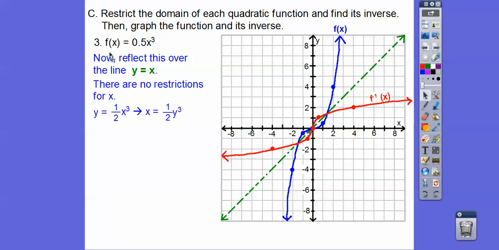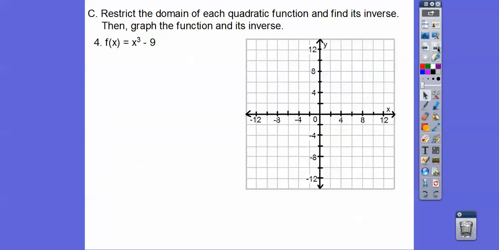All right, let's find the inverse. Okay, so now y equals this, so this is 1/2 x cubed. So now I'm going to swap the x's and the y's and solve for this y. So multiply both sides by 2. You get y cubed equals 2x, and then cube root both sides. So f inverse is the cube root of 2x. So there's the inverse right there.